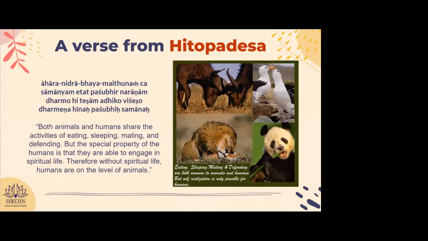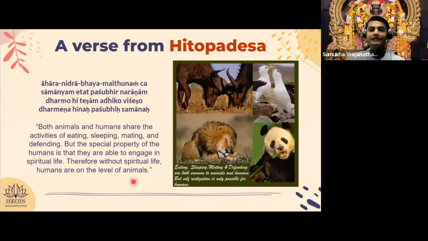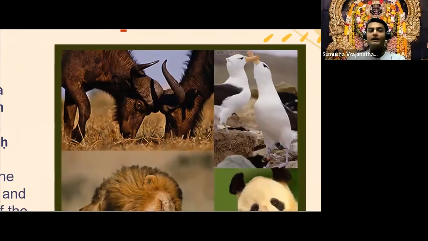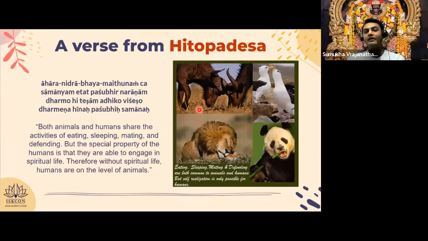Thank you, Mataji, for reading out. So see, Ahar, Nidra, Bhaya, Maithun. These four activities, we can see, other human beings are also doing, and the animals are also doing: eating, mating, sleeping, defending. Both are common in animals, but how are we different? This self-realization is only possible in humans.